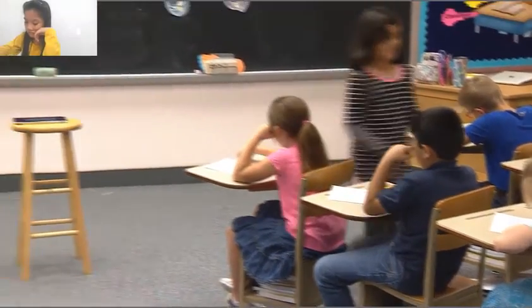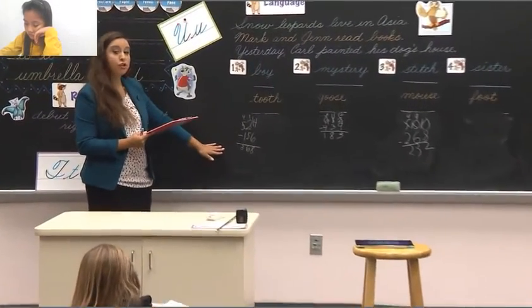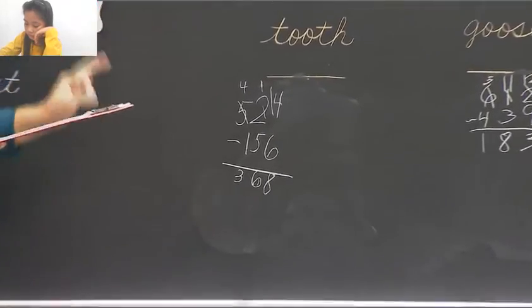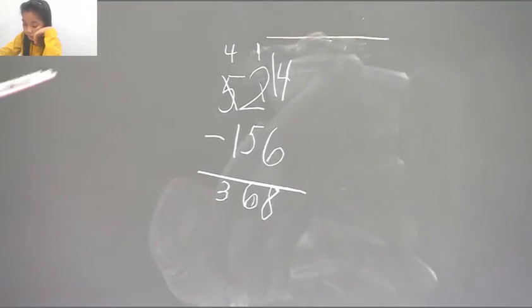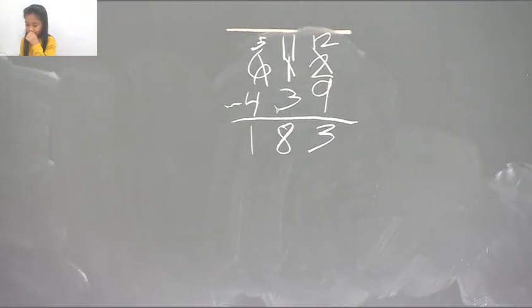Let's check several of these answers. So for letter A, the answer you should have worked out was 368. Excellent job with that borrowing. For letter B, the answer on the chalkboard is 183, but let's take a look at this again.